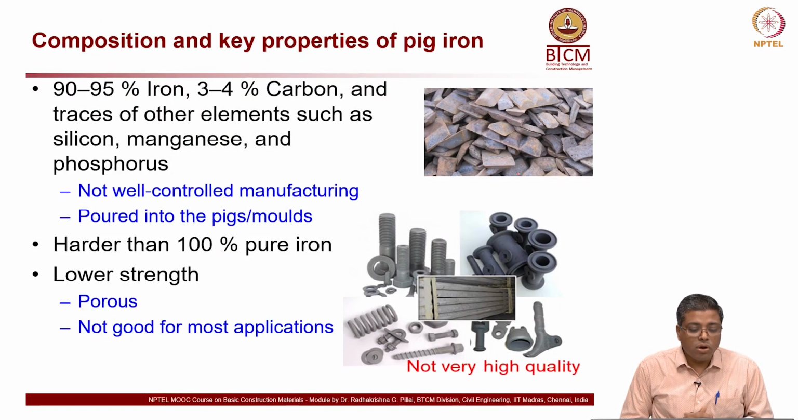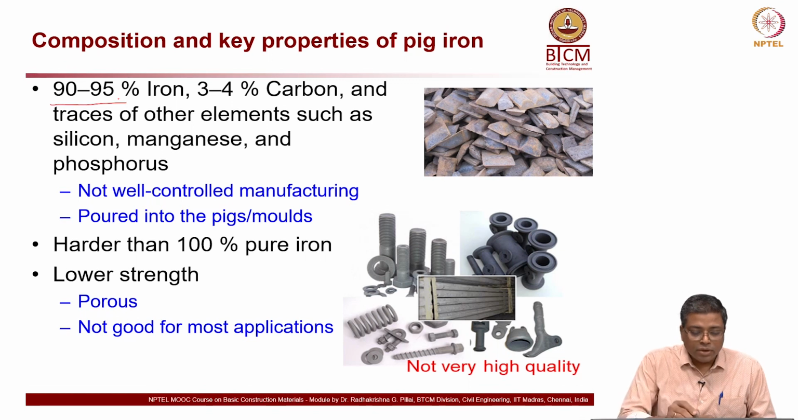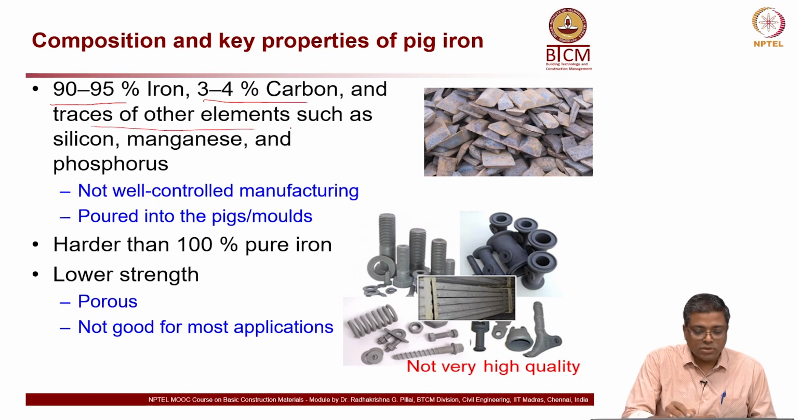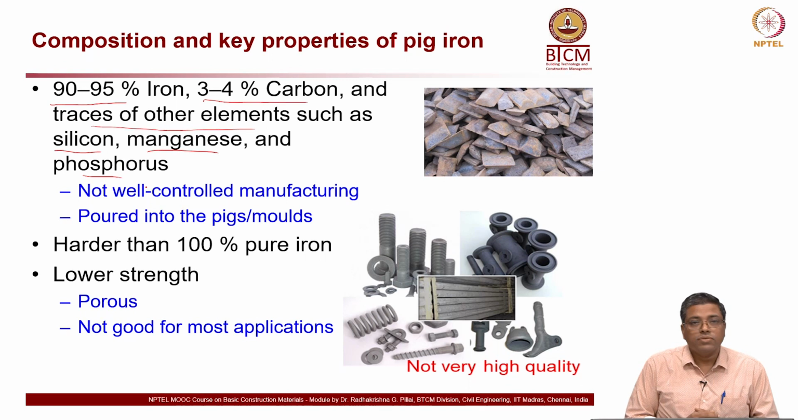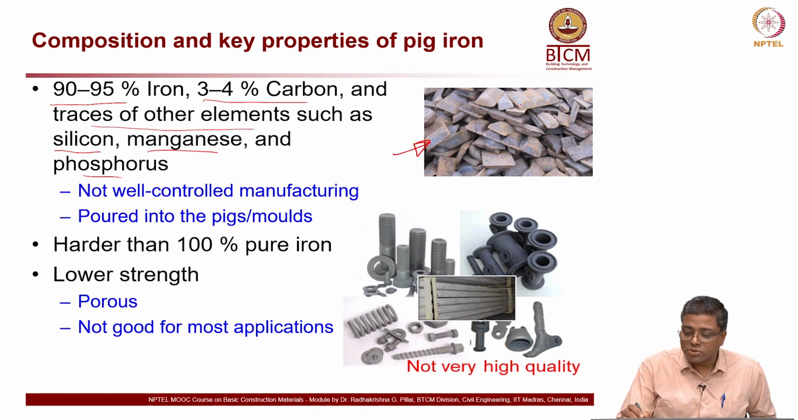Now, let us look at the composition and key properties of pig iron. It has about 90 to 95% of iron, and 3 to 4% of carbon, and traces of other elements such as silicon, manganese, phosphorus, etc. This is a typical photo of how pig iron would look. Of course, it depends on the shape of the molds, and you can see this tapered shape, which makes it easy to be lifted out of the mold.